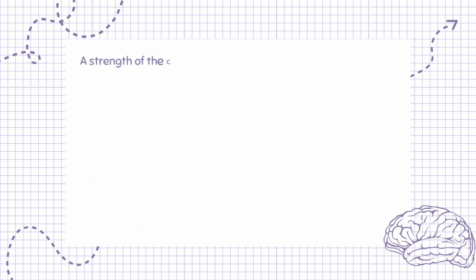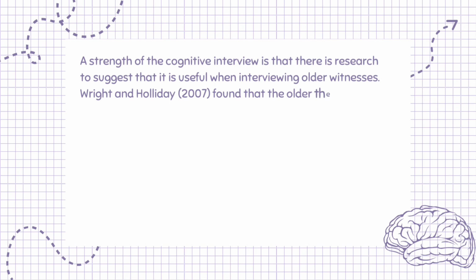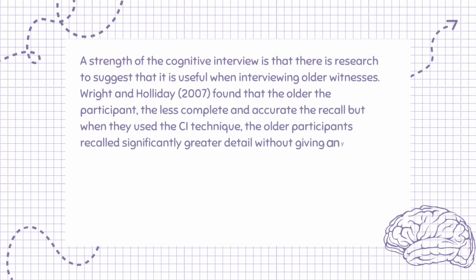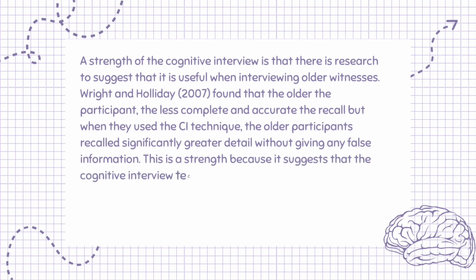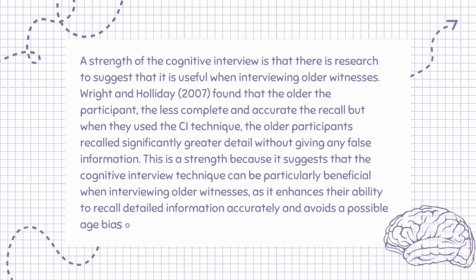A strength of the cognitive interview is that there is research to suggest that it is useful when interviewing older witnesses. Wright and Holliday, 2007, found that the older the participant, the less complete and accurate the recall, but when they used the CI technique, the older participants recalled significantly greater detail without giving any false information. This is a strength because it suggests that the cognitive interview technique can be particularly beneficial when interviewing older witnesses, as it enhances their ability to recall detailed information accurately and avoids a possible age bias on recall.